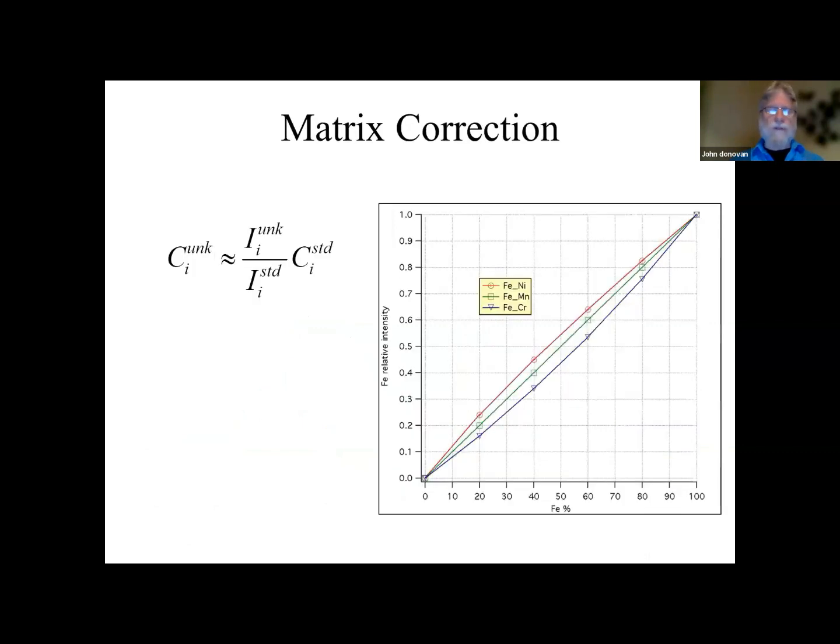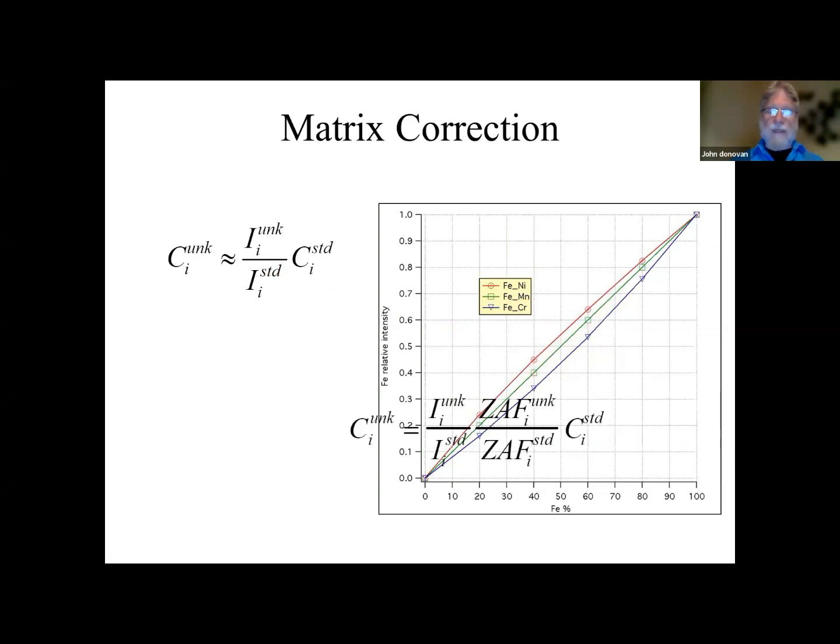The matrix correction, as we all know, is... and by the way, I should mention that this relationship, which is Castaing's first approximation, is a mistake. He should not have referenced it to mass concentration, but that's a story for another day. In any case, we have to deal with absorption, which is the blue curve here, and also fluorescence, which is the red curve here. This is a binary iron-manganese system in which there's almost no absorption or atomic number effects.